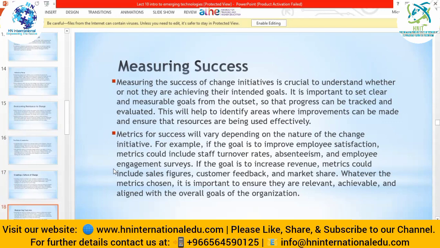Metrics for success will vary depending on the nature of the change initiative. For example, if the goal is to improve employee satisfaction, metrics could include staff turnover rates, absenteeism, and employee engagement surveys. If the goal is to increase revenue, metrics could include sales figures, customers' feedback, and market share. Whatever the metrics chosen, it is important to ensure they are relevant, achievable, and aligned with the overall goals of the organization. Now, how would you measure the success? If you have launched some product, you have to get feedback: how much percent of the people are loving it, how many people have some issue, what are their issues, and how we can resolve it. That is your success, if you are resolving their problems.